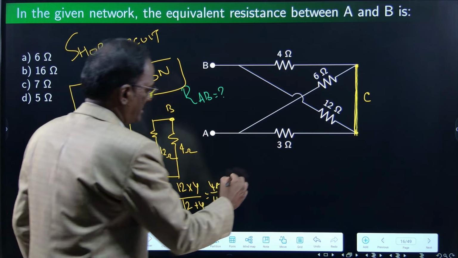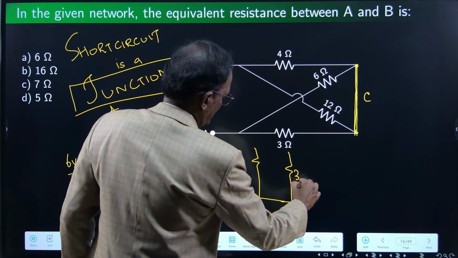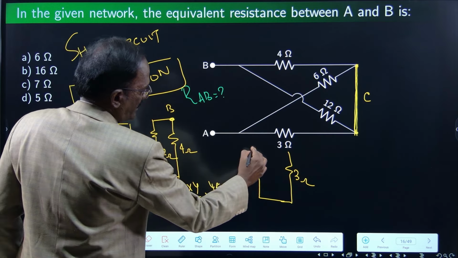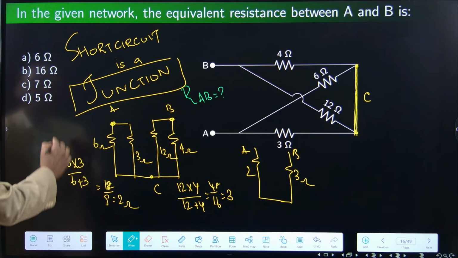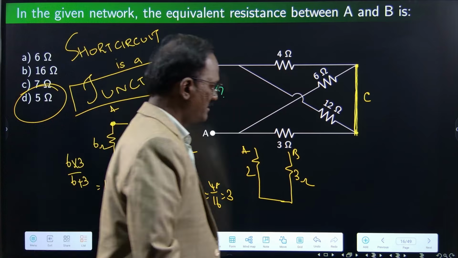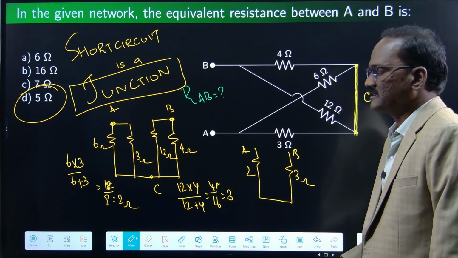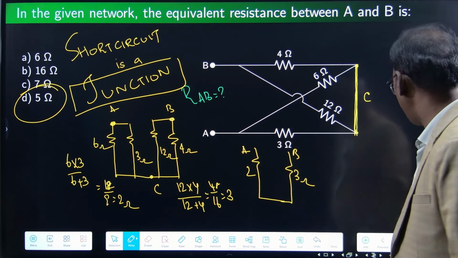So these 3 and 2 are in series. On the left-hand side it is 2 ohms. Between A and B, 2 and 3 in series, 5 ohm is the answer, option D. So the trick is, use short circuit is a junction. In that earlier problem we used the trick short circuit is a bypass.